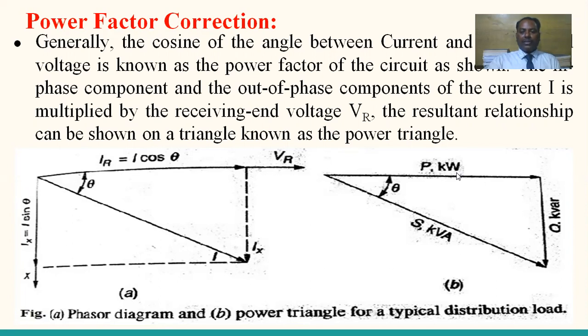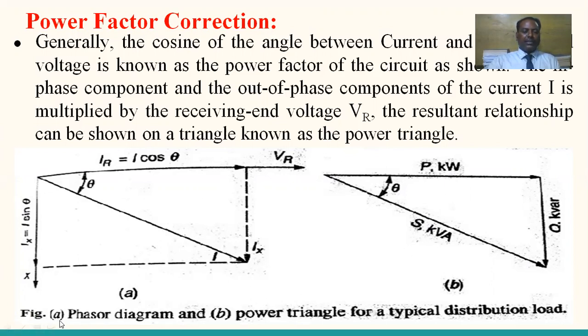So P in kilowatts, the in-phase component multiplied with the receiving end voltage, is the real power, and the out-of-phase component multiplied with the receiving end voltage is the reactive power. The combination of real and reactive power is the apparent power. The angle between P and S is theta, the power factor angle, and the power factor is defined as the ratio of real power to apparent power.